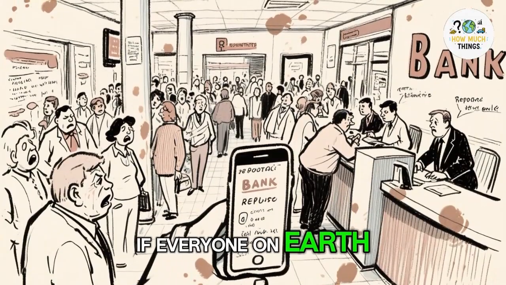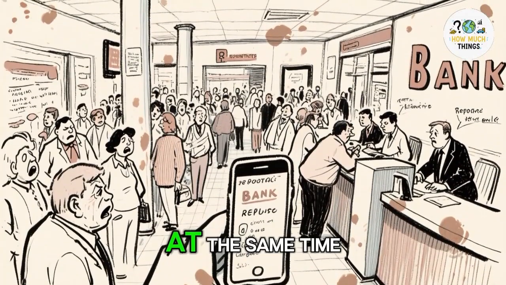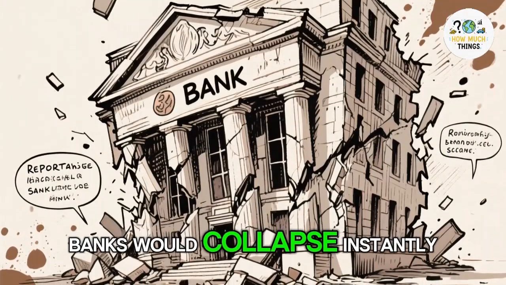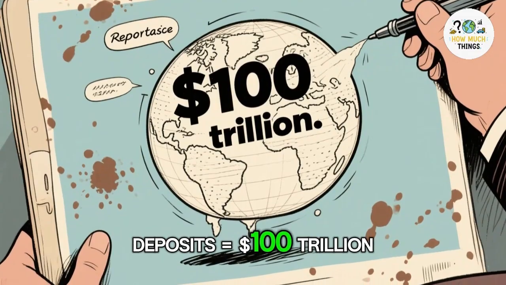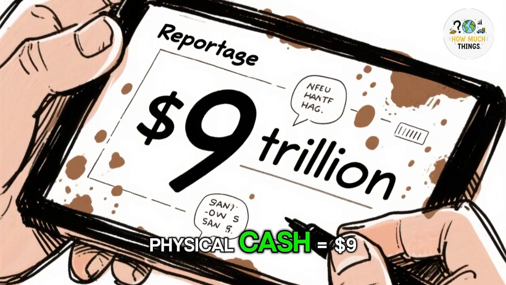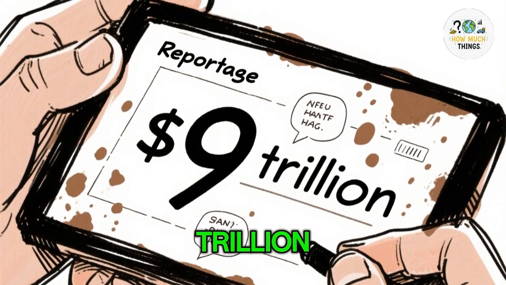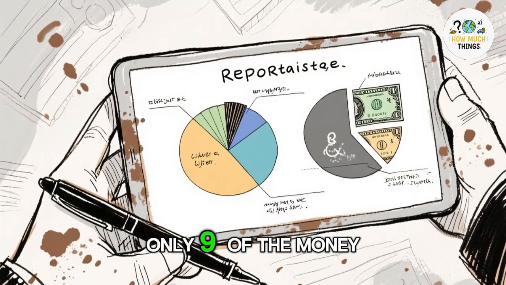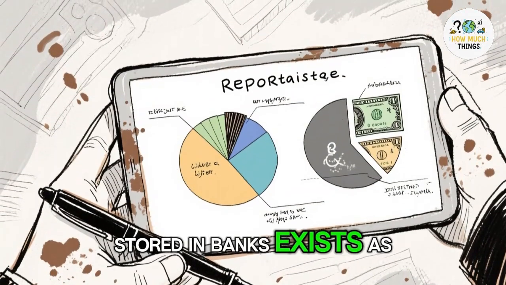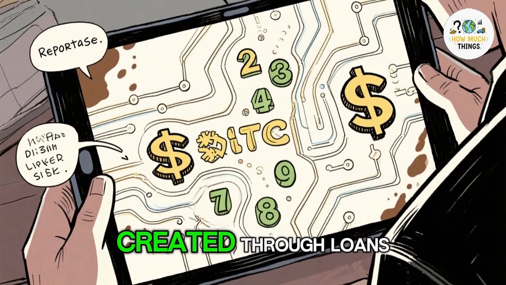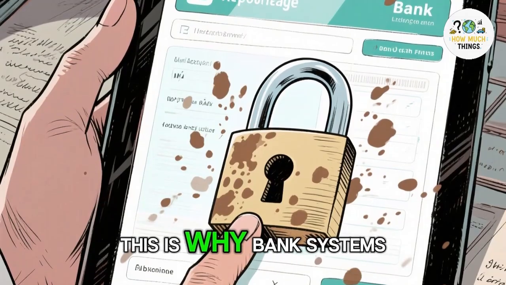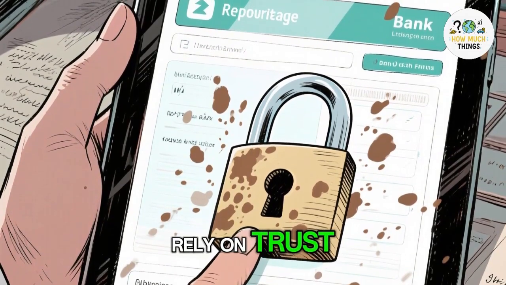If everyone on Earth tried to withdraw all bank deposits at the same time, banks would collapse instantly. Because deposits equal $100 trillion, physical cash equals $9 trillion. This means only 9% of the money stored in banks exists as cash. The rest is just digital numbers created through loans. This is why bank systems rely on trust.